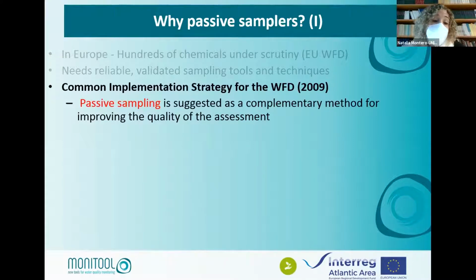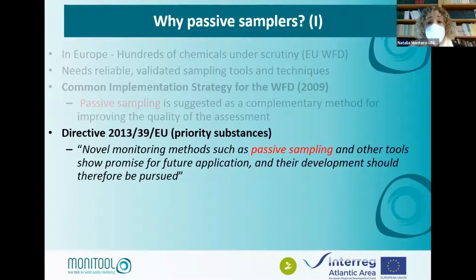In this sense, the common implementation strategy of the Water Framework Directive already suggested that passive sampling could be used as a complementary method for improving the quality of the assessment. Afterwards, in 2013, the directive dealing with the priority substances also highlighted that novel monitoring methods such as passive sampling show promise for future applications and that their development will be pursued.